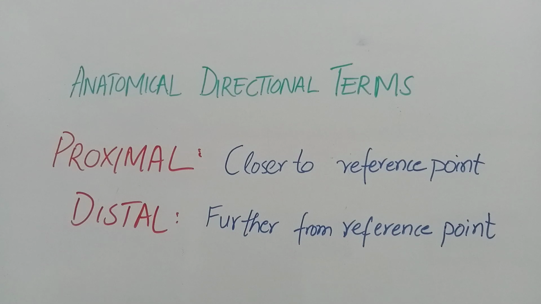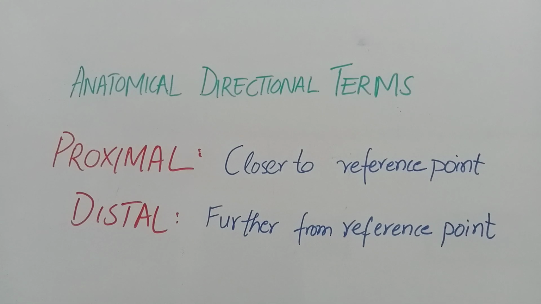The terms proximal and distal. Proximal is closer to the reference point, closer to the structure of origin, closer to the trunk. For example, the shoulder is closer to the trunk than the elbow, so we say shoulder is proximal to the elbow. Distal is further away from the reference point, from the structure of origin. For example, the wrist is distal to the elbow.